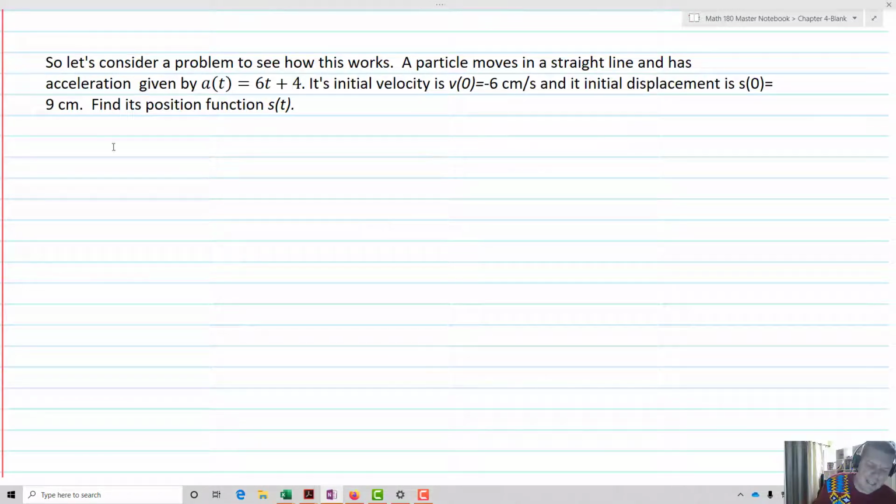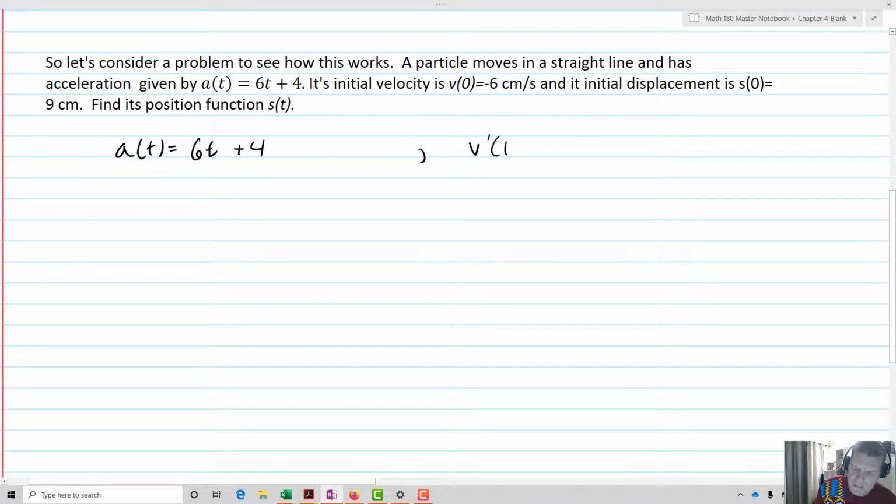So we're going to start out at a of t equal to 6t plus 4. We know that v prime of t, the derivative of velocity, is a of t. So we want to find the antiderivative of 6t plus 4. The antiderivative of 6t plus 4 is going to be, for 6t, we add 1 to the power of t, so this becomes 6t squared, and then we have to divide by 2. So 6t squared over 2, plus, and then 4 is a constant, so its antiderivative is 4t. And then we have this plus C.